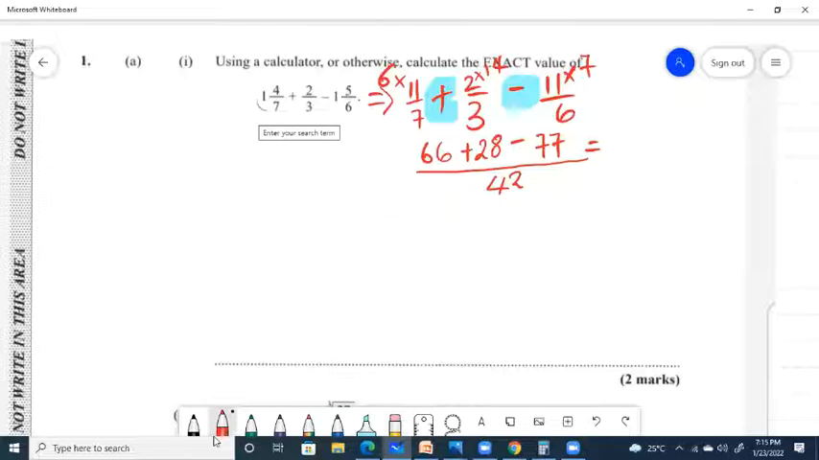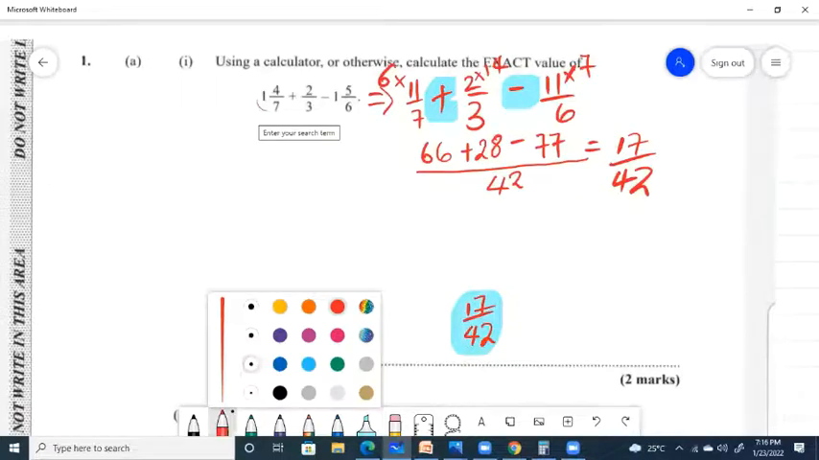So that's 94 minus 77. I'm having 17 over 42 right now. Confirm with me, anybody, please. Confirm with me. Yes, sir. Everybody got that? Yes, sir. Very good, very good. So that's the answer, 17 over 42.